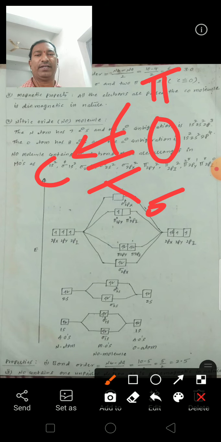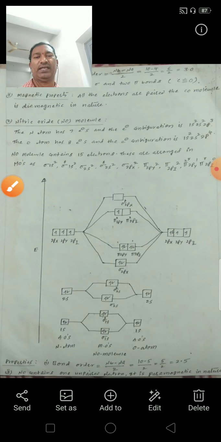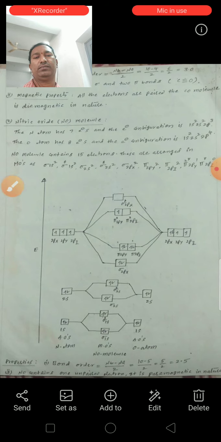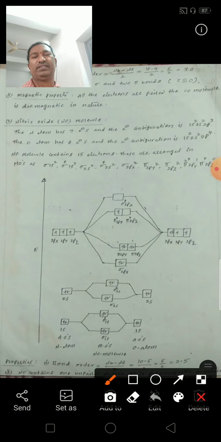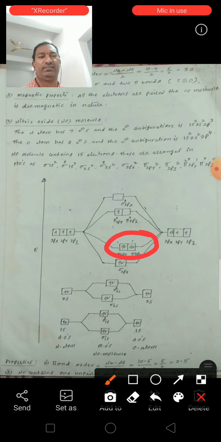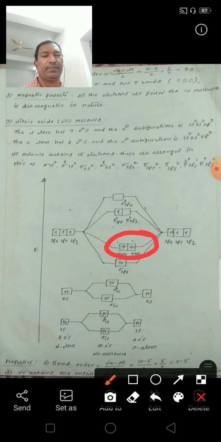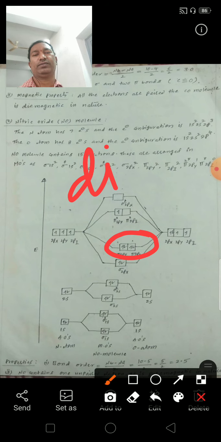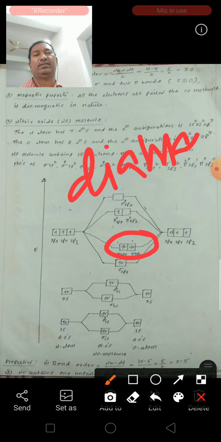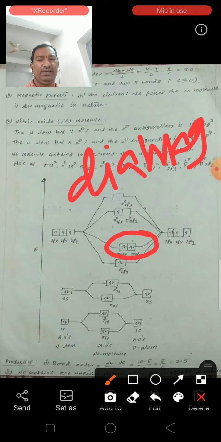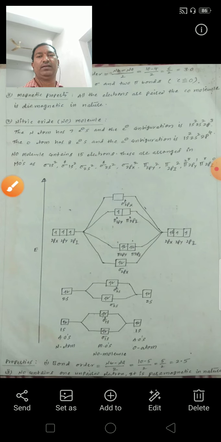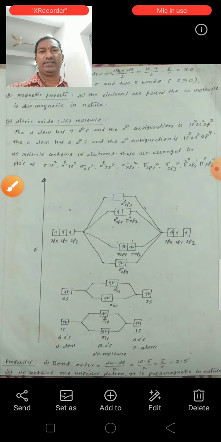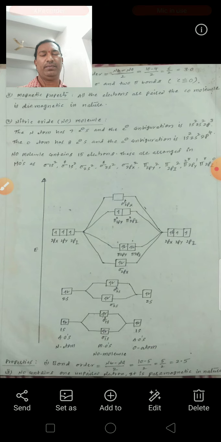Next, the magnetic property. The highest energy level molecular orbital contains paired electrons, so all the electrons are paired. So it is diamagnetic in nature. This is the molecular orbital energy diagram of carbon monoxide.